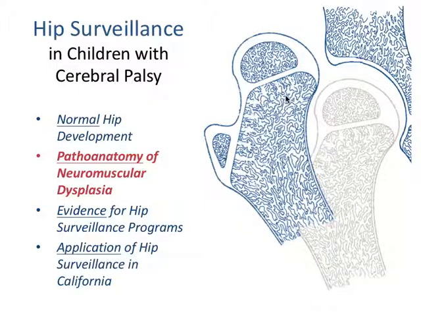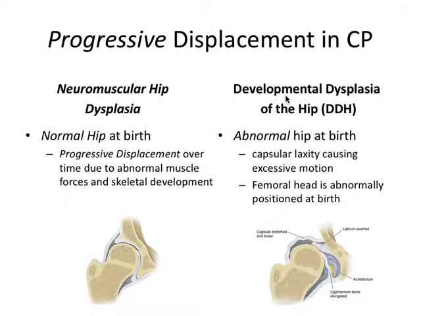So let's get into the pathoanatomy of neuromuscular hip dysplasia. Neuromuscular hip dysplasia should be distinguished from developmental dysplasia of the hip, and I want to highlight the predominant difference. In neuromuscular hip dysplasia, you have a normal hip at birth. That's important because the displacement is progressive over time due to the muscular imbalance as well as the delayed ability of the skeleton to remodel to what would be normal ambulatory forces. So you have continued fetal positioning of the proximal femur, and I'll describe that to you in a moment.